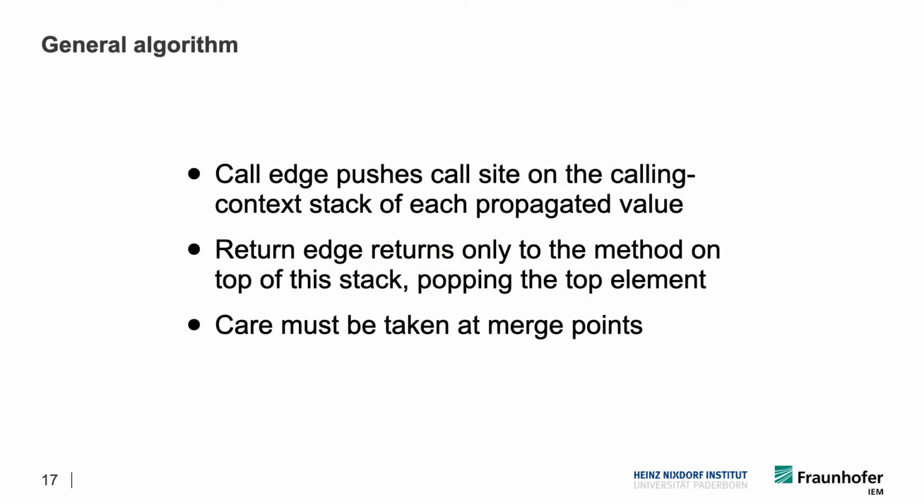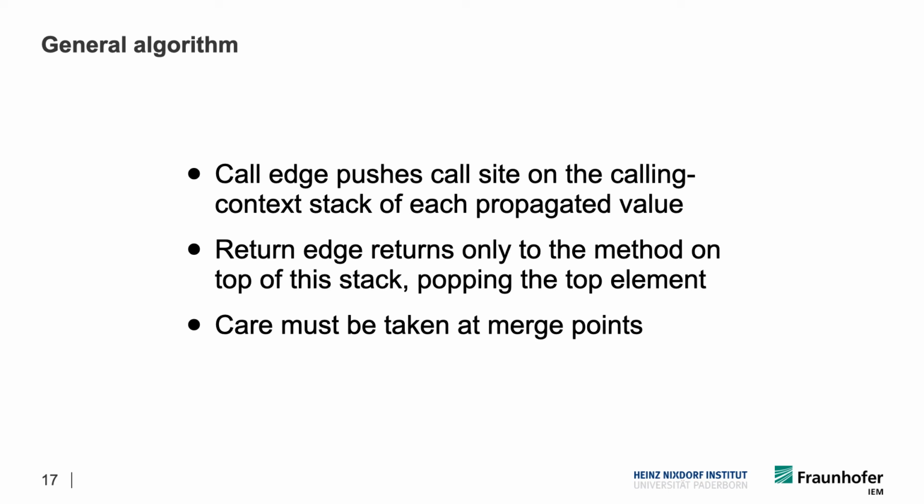So the general algorithm looks as follows, and I think you will agree that it's actually really simple. Call edges push a call site on the calling context stack of each propagated value, and a return edge returns only to the method on the top of the stack, popping the top element. And the rest is totally identical to a flow insensitive analysis. So it's a very natural extension of the monotone framework. It has not a lot of magic.